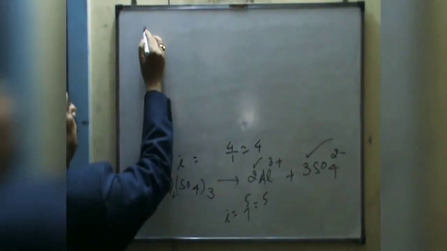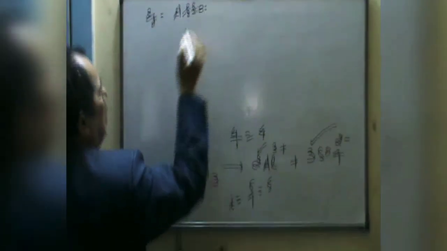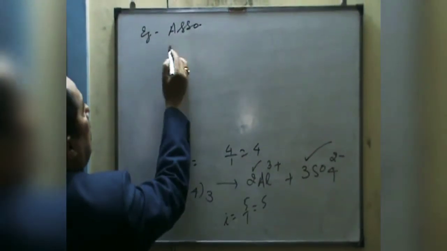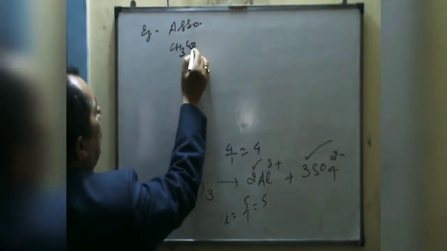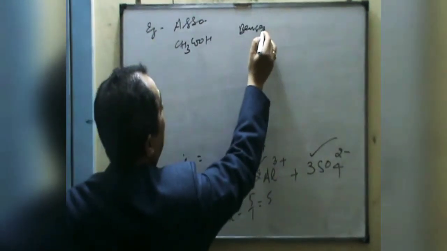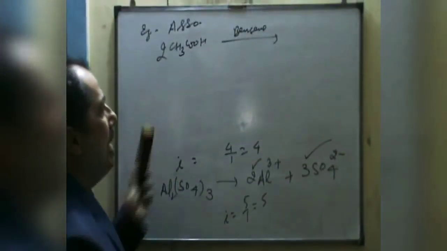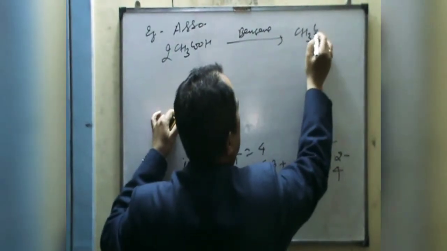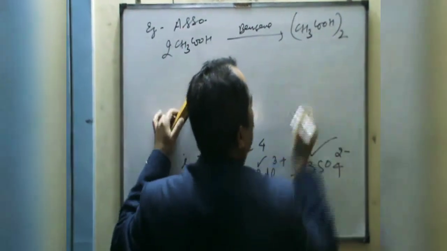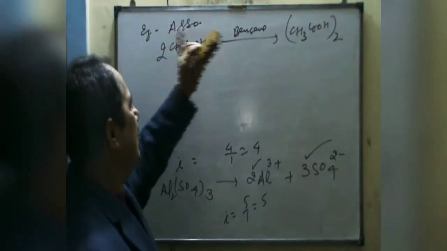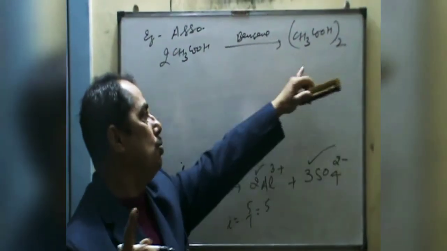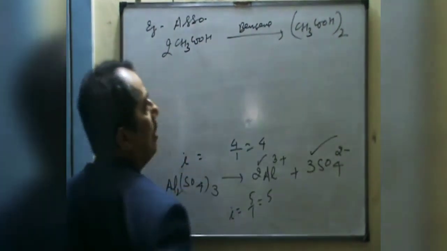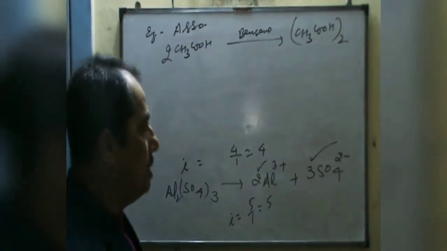So far as examples of association are concerned, a few organic molecules like acetic acid, whenever dissolved in benzene, undergo dimerization due to hydrogen bonding. In that case, CH3COOH forms a dimer. Therefore, two particles change into one. So in case of association, the number of particles is going to be reduced.